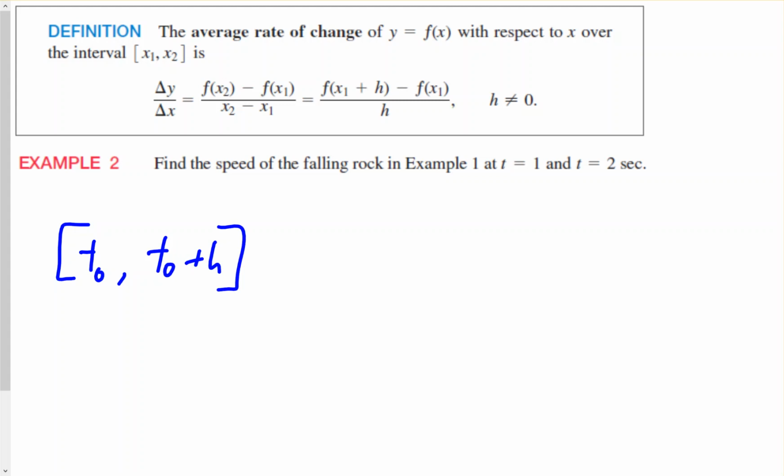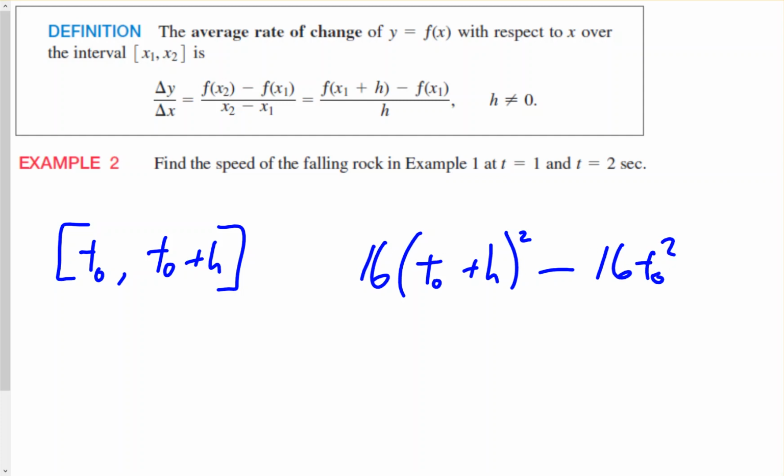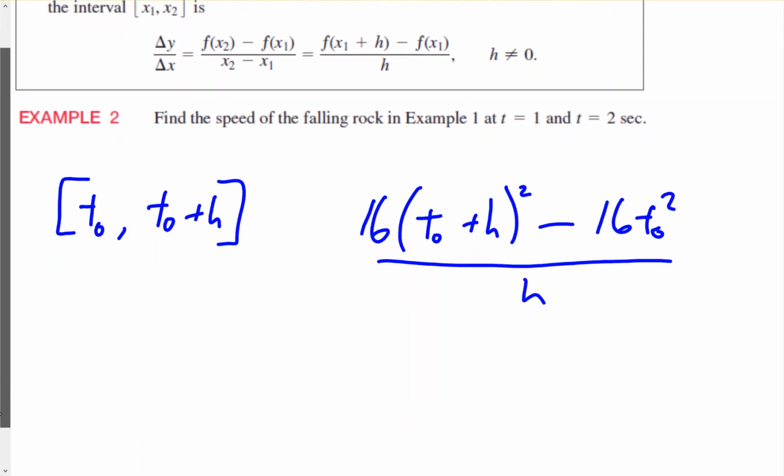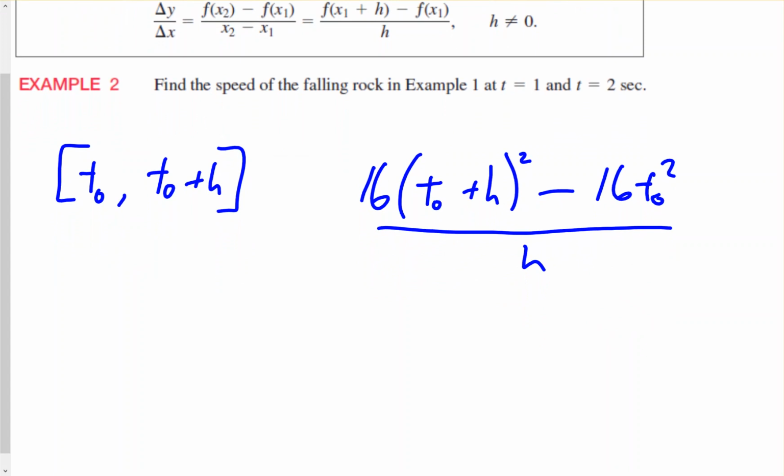Okay, so what we're going to do then is figure, okay, if we're using this formula up here, x1 plus h would go into the first part. So now for us, this would be t0 plus h. So we would do 16 times (t0 plus h) squared minus 16 t0 squared, and then this would be divided by h. Okay, so let's see what this comes out to.